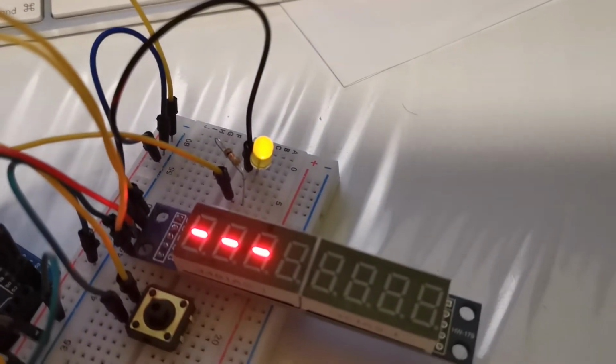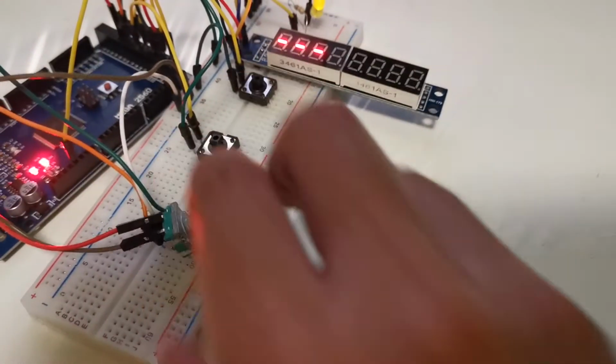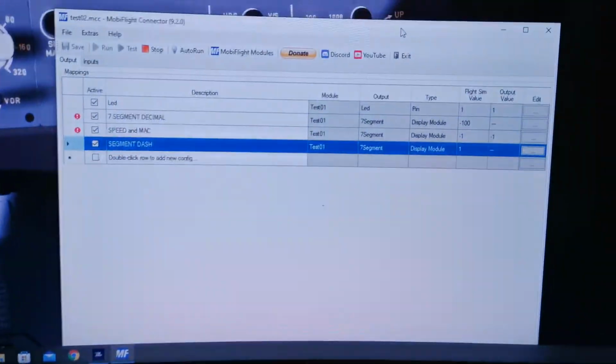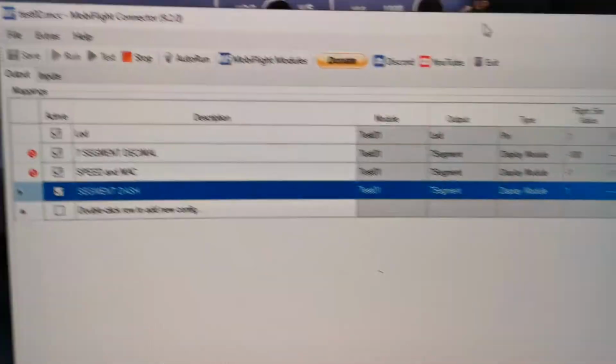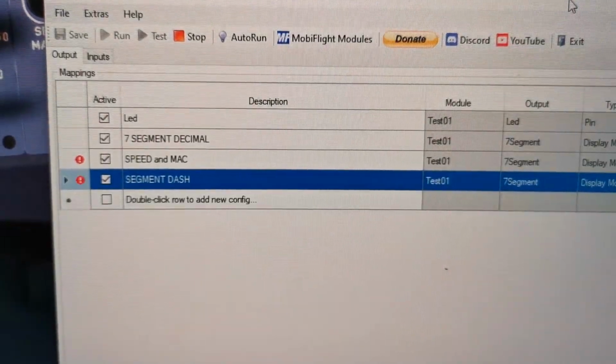Dashes without the decimal. So managed to solve that. Was all in the precondition. So if you see the preconditions, this is what happens.